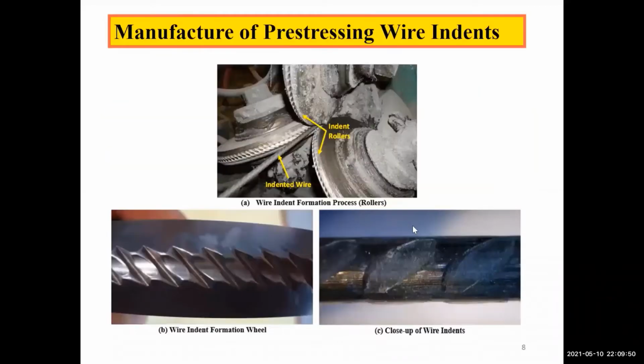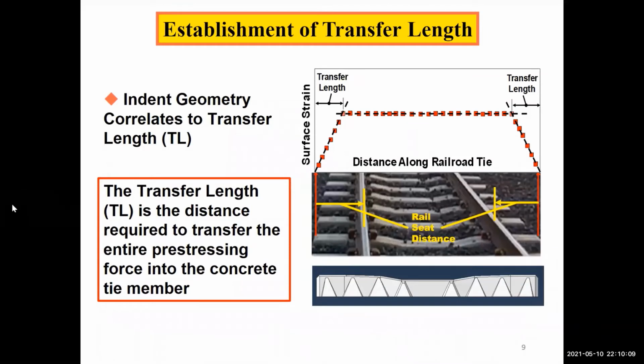First, some background about the prestressing wire. As many of you are probably familiar with, the indents are formed in a roller setup like you see here, and the rollers produce an indent in the wire as it's drawn through. There are two key things about the indents that we need to be familiar with.